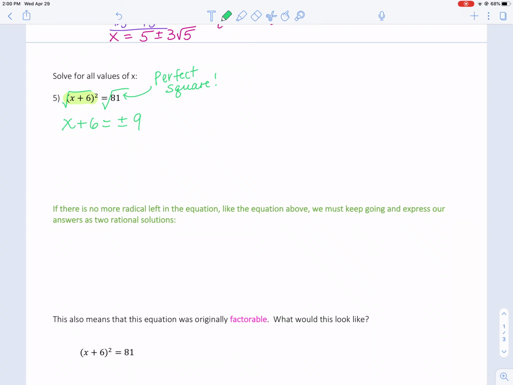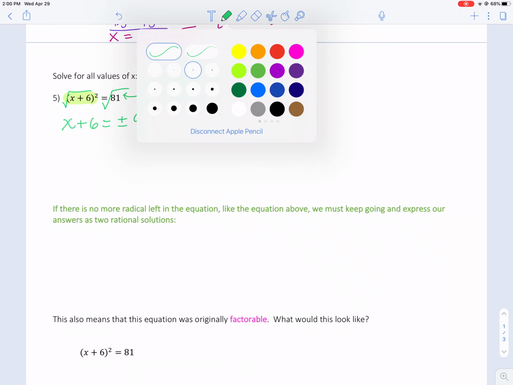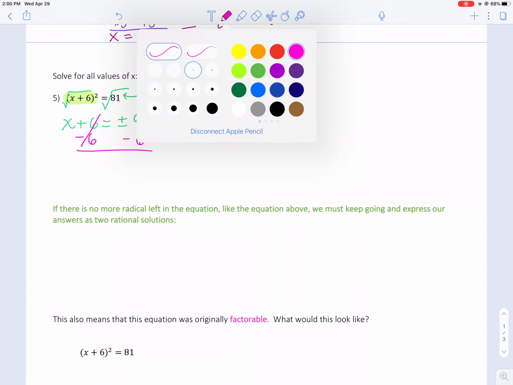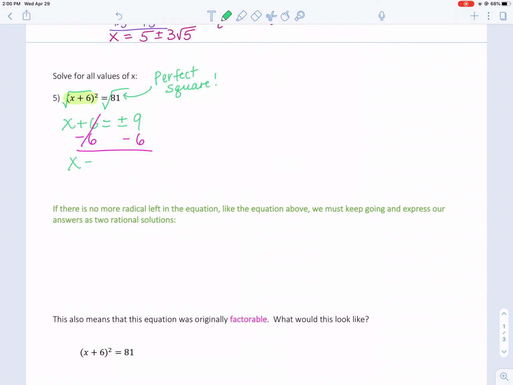So in this next step, I would subtract 6 from both sides. So now here's what's tough. Technically, it's x equals 9 minus 6 and x equals negative 9 minus 6. There's two 9s here, a positive and a negative. See that? So you could do that. What's 9 minus 6? 3. What's negative 9 minus 6? Negative 15. So here there are two answers, 3 and negative 15.